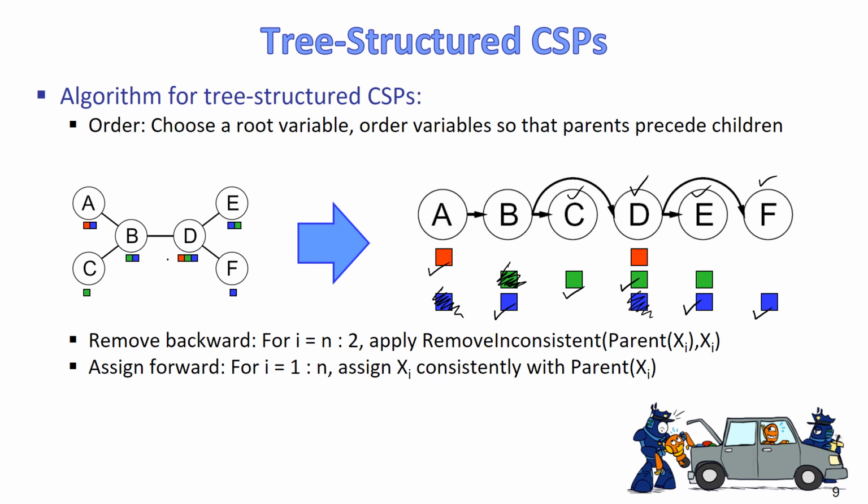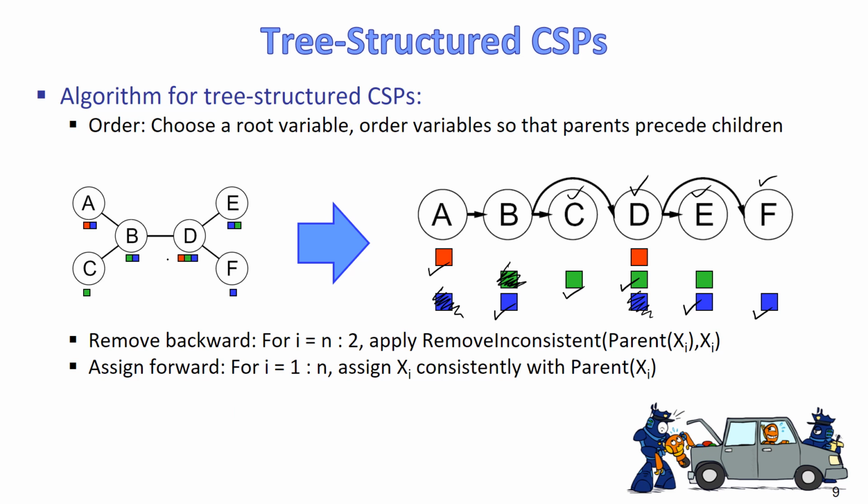Did we need to do backtracking? No. We didn't do any backtracking. We didn't do any more arc consistency, except that we did it in a backward way. There's no backtracking. It's much more efficient than the general CSP. Now, how about the complexity?